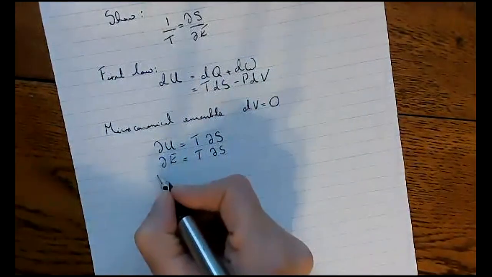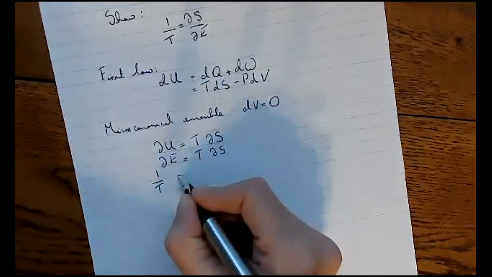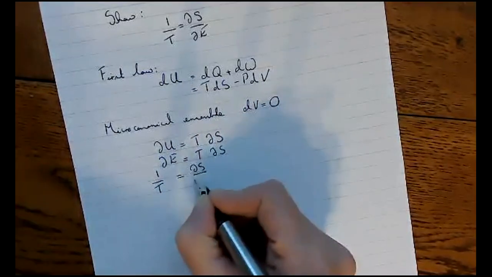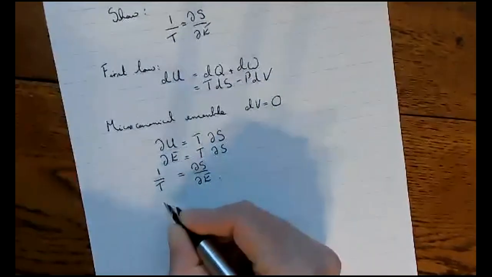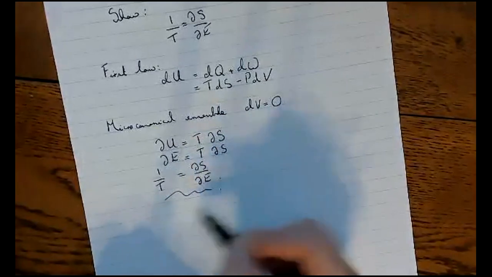And then we can say that 1 over T is dS by dE. Okay, so that's the first step. Now we want to try and calculate this thing here, dS by dE. So let's think about what we know.